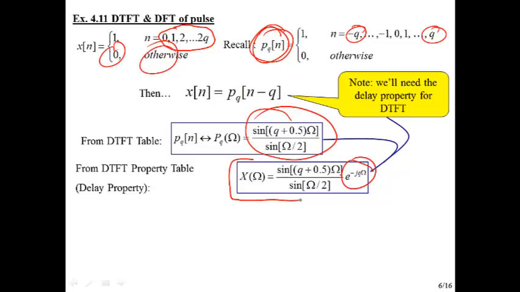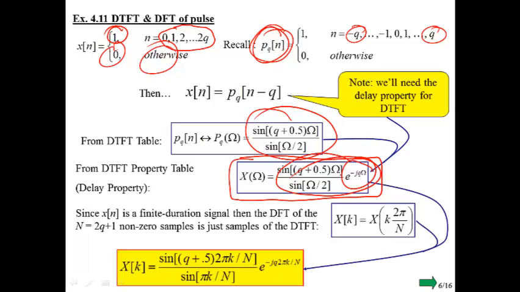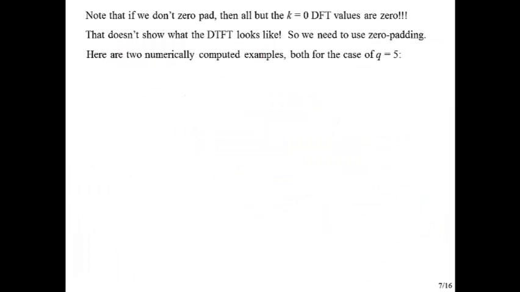So this is the actual DTFT of these signal samples, and if we were to collect these ones, take our 2q plus 1 non-zero samples, compute the DFT, we would just be getting values on that actual DTFT. So we can immediately write out what the DFT would be for that case. Now, if we don't zero pad, then all but this first DFT value are 0.